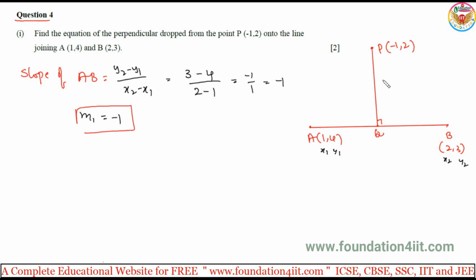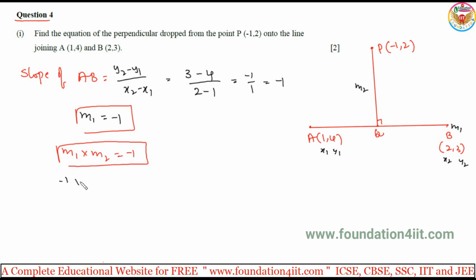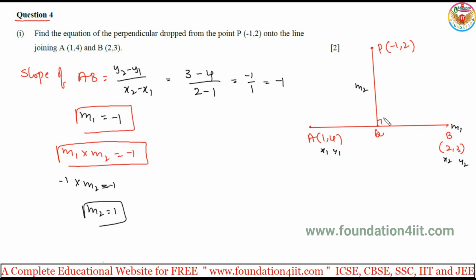Next, the slope which is perpendicular to this. Whenever two lines are perpendicular to each other, the product of their slopes is minus 1: m1 times m2 is equal to minus 1. This is the formula for two perpendicular lines. Here AB slope is m1, let PQ slope be m2. Then m1 is minus 1, so minus 1 times m2 is equal to minus 1, so m2 is equal to 1. Now the slope of PQ is 1.